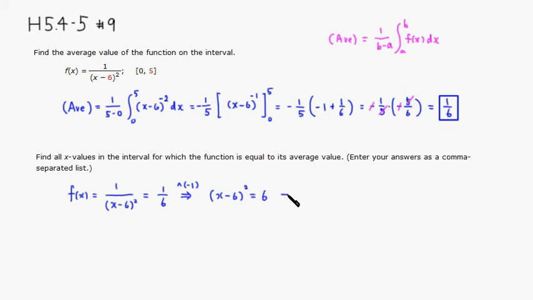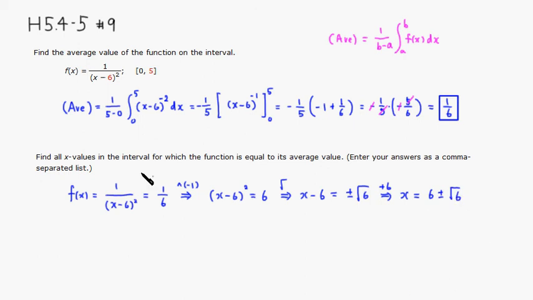Then we can just take the square root of both sides. Then you have x minus 6 is equal to, don't forget to have plus or minus whenever you take the square root, square root of 6. Then we can simply add 6 to both sides to isolate x. So x is equal to 6 plus or minus square root of 6.